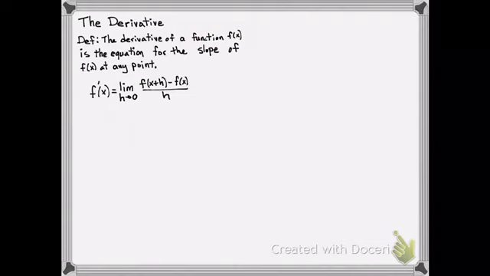Definition: the derivative of a function f of x is the equation for the slope of f of x at any point. It is imperative that you understand that the derivative is an equation. It is not just a number. When we did problems in the last video, we were getting a number. We were actually getting the slope. We calculated something and we got the slope to be -2. We got the slope to be 12. In this case, we're not going to get a number. We're going to get an equation.